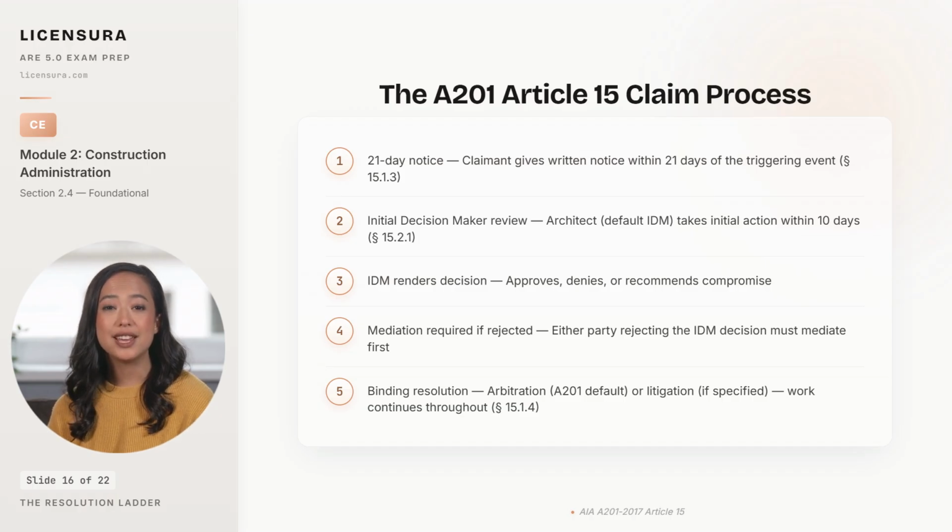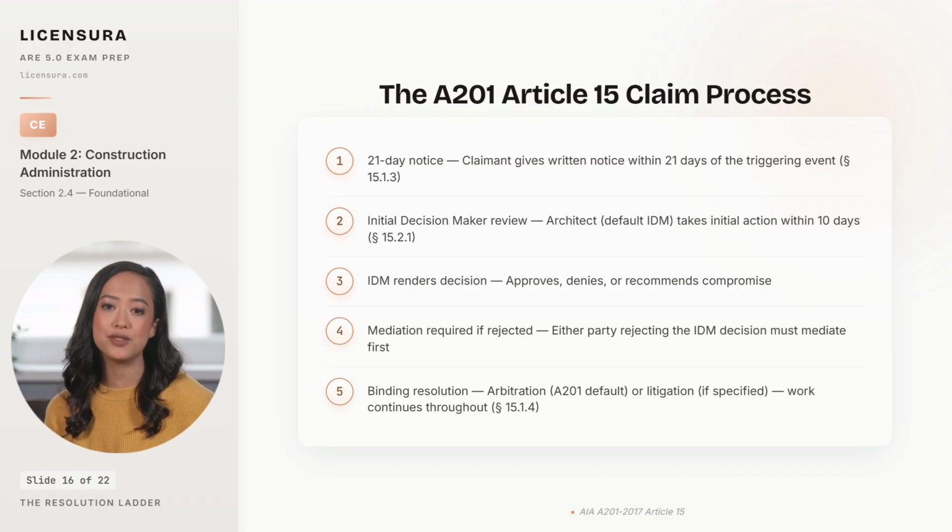Step 4, if either party rejects the IDM's decision, mediation is mandatory before further proceedings. Skip mediation and the arbitration or litigation can be stayed until mediation occurs. And step 5, if mediation fails, the parties proceed to binding resolution. Arbitration is the A201 default, but the parties may have specified litigation in the supplementary conditions.